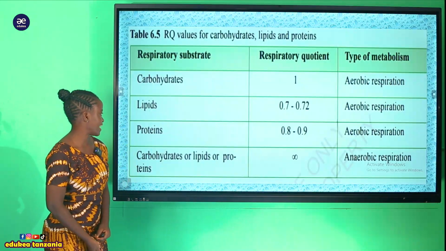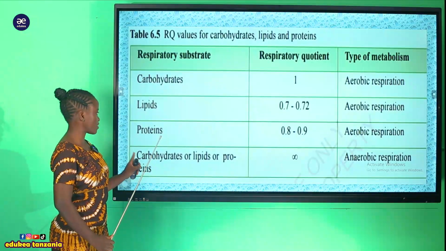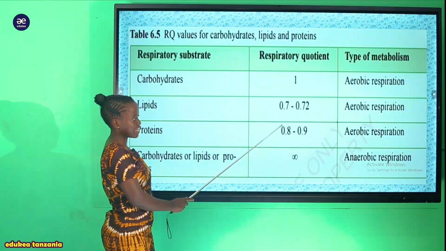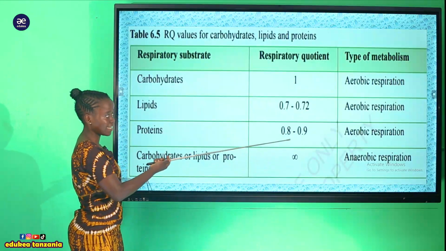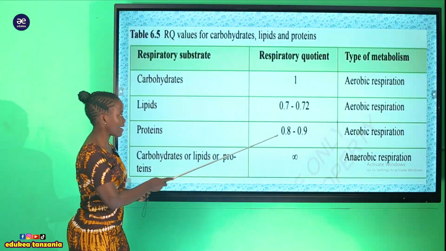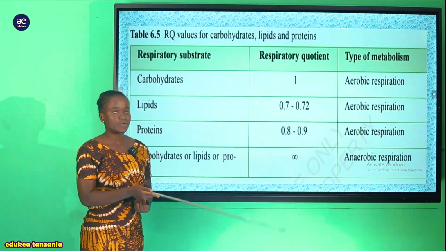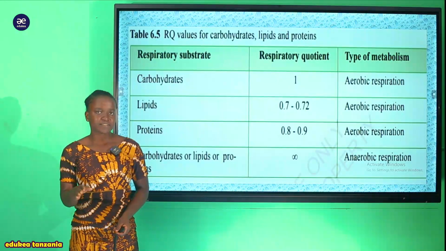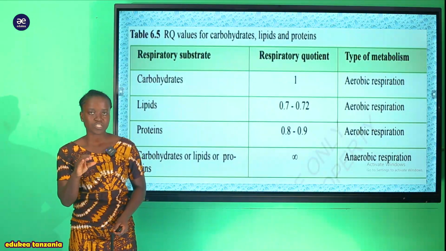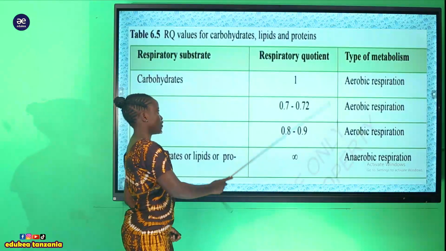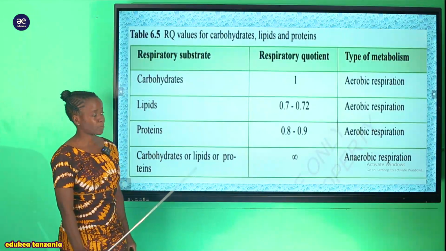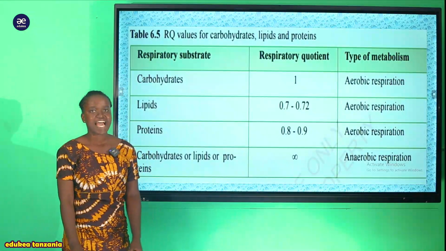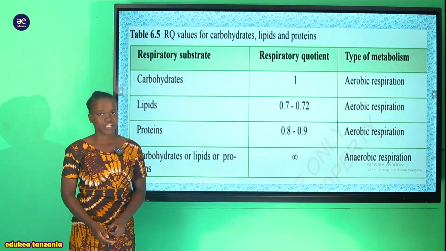But also in the protein now, unaweza ukaona kwenye protini, kwa maana kwamba respiratory quotient yake inaweza ikawa ni 0.8 mpaka kwenye 0.9. So ikiwa hapa maybe 0.81, 0.85, 0.88 and those numbers which are ranging between that ratio, tunajua hapo hiyo ni respiratory quotient ya protein. And the type of metabolism which is involved there, it is aerobic respiration.